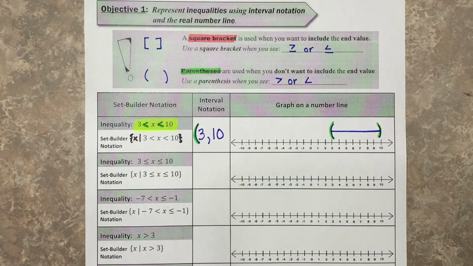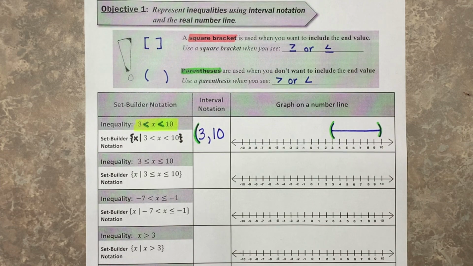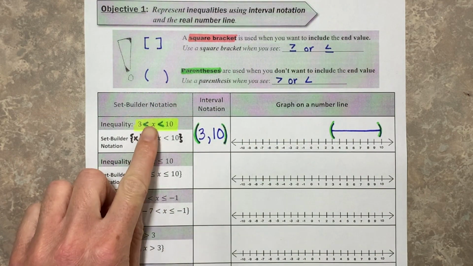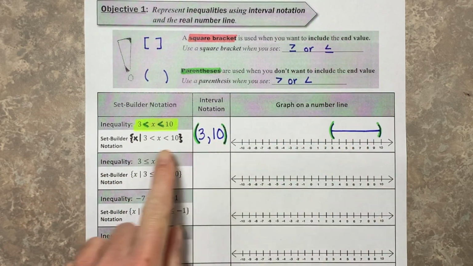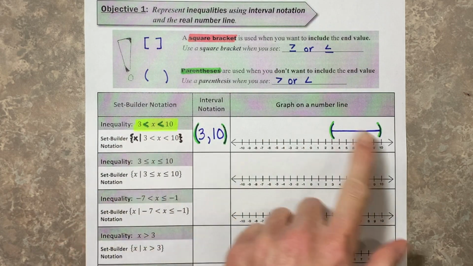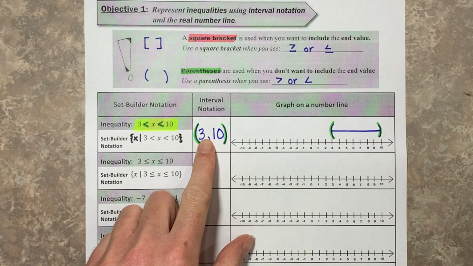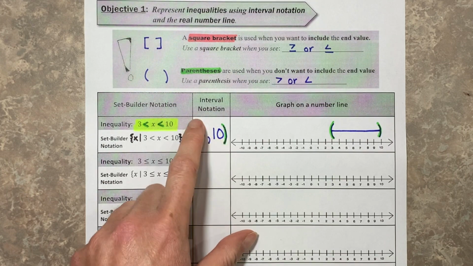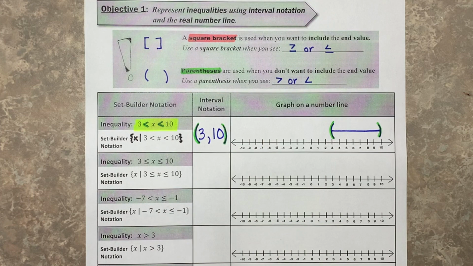Now, we need to ask ourselves, is 10 included? It is not, since we have a parenthesis, so then we have to put a parenthesis next to our 10 in the interval notation. So all of these representations say the same exact thing. This interval notation, just like all the others, says that our x is any value between the low endpoint 3 and the high endpoint 10, and we're not including either of those endpoints.